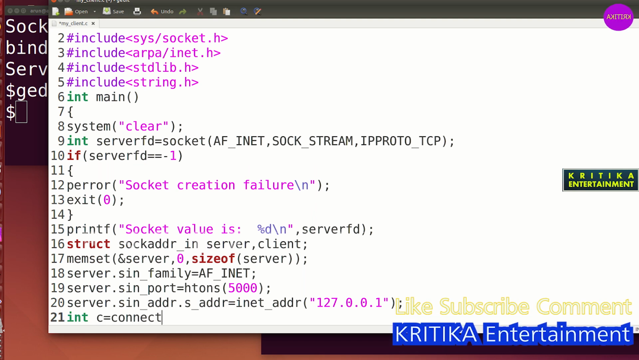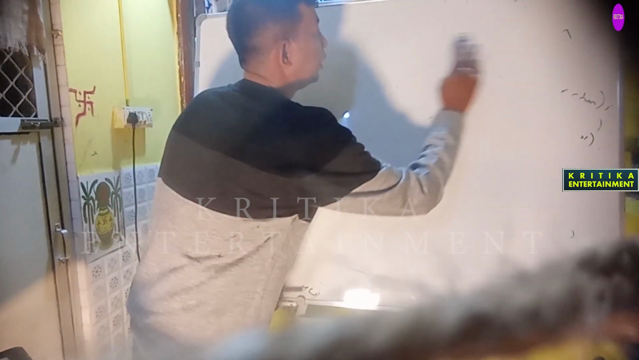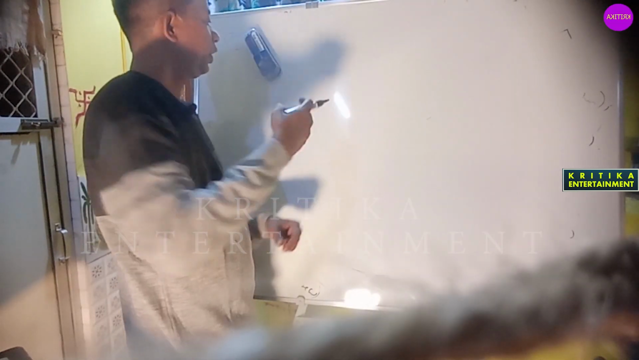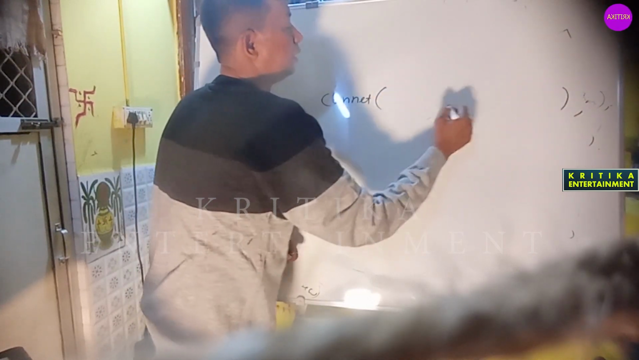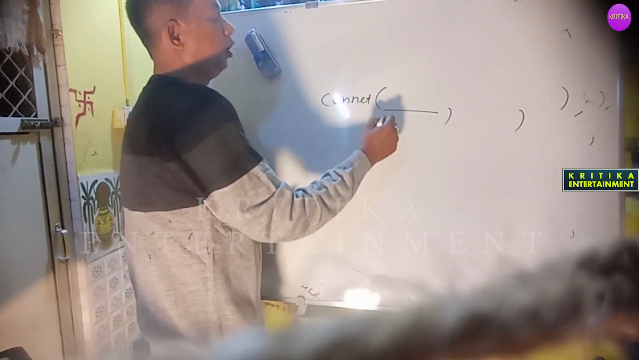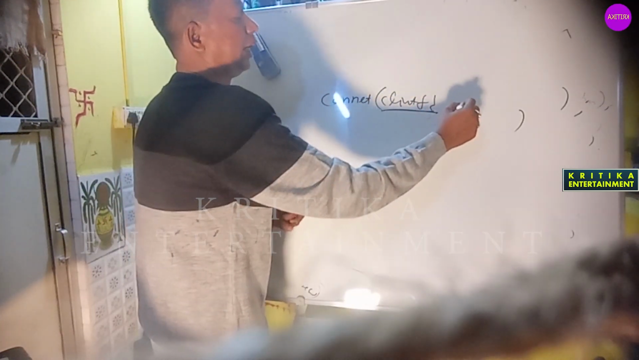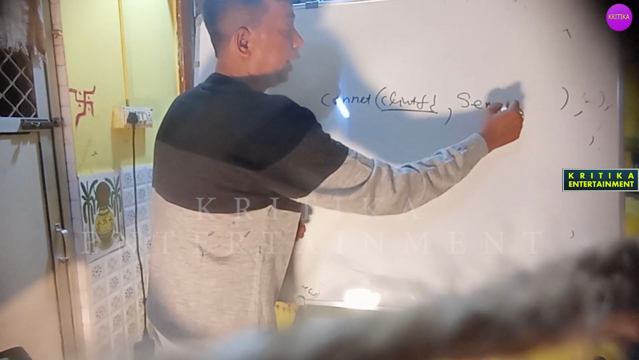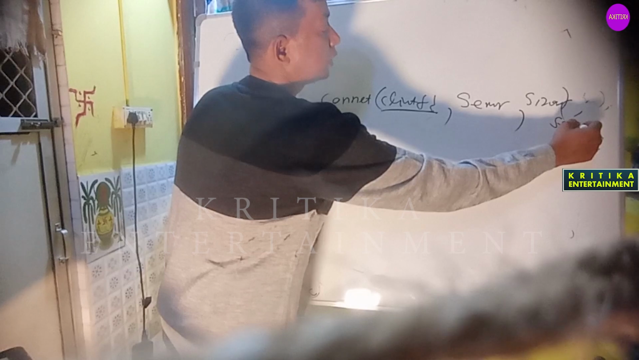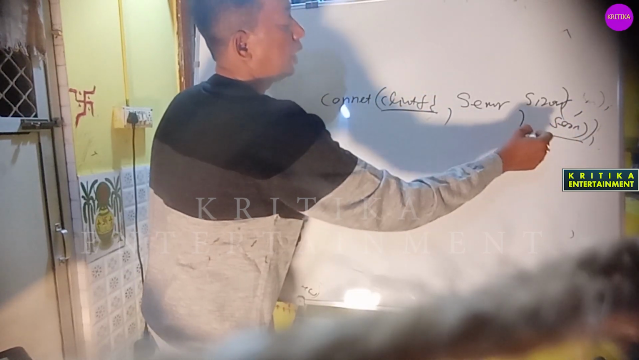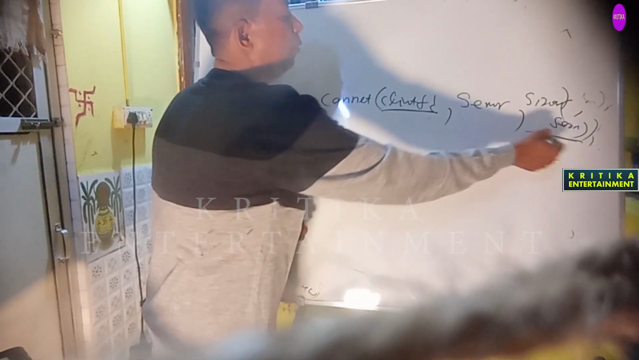Connect function also takes 3 arguments. What are those arguments? I have told you. First is called client FD, the client side machine. Second is which server you want to connect to. Then third is what? Size of server. Size of server means how much data will be passed between the client and the server. So that size you have to specify.